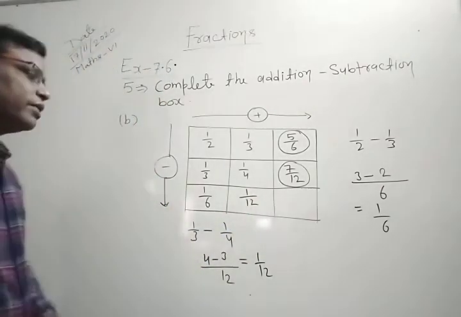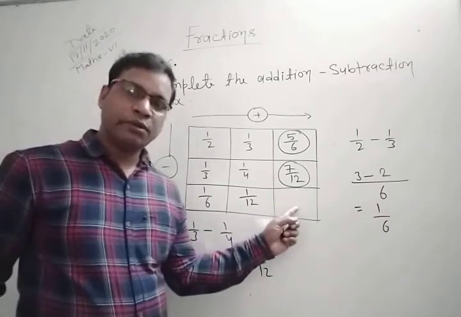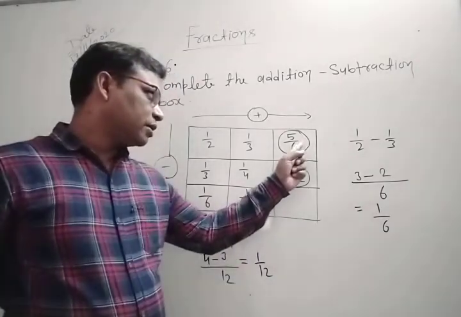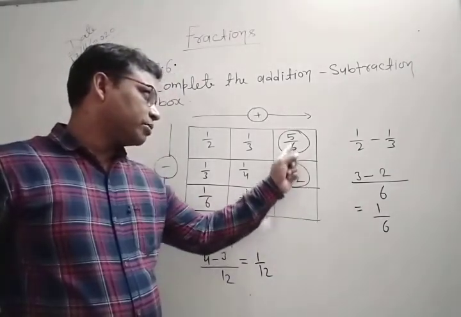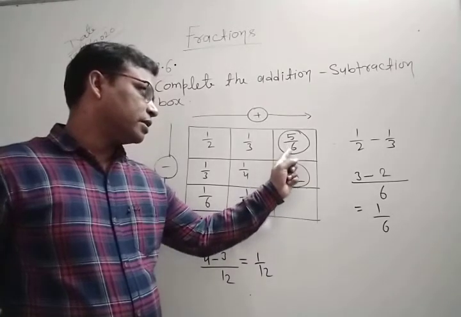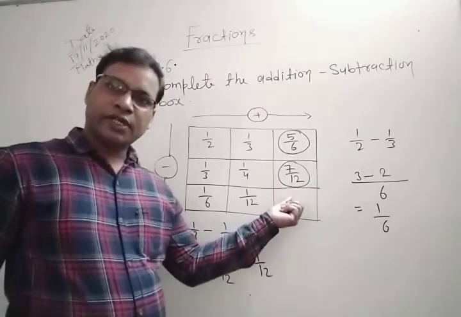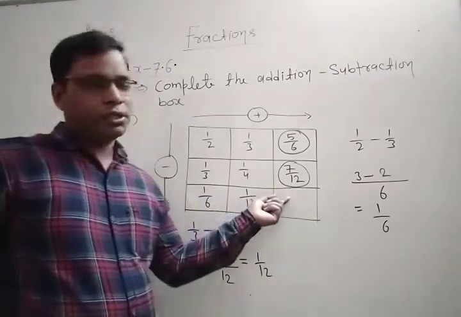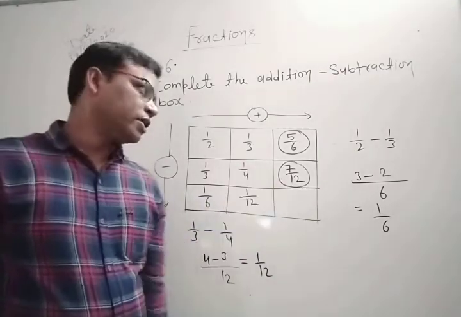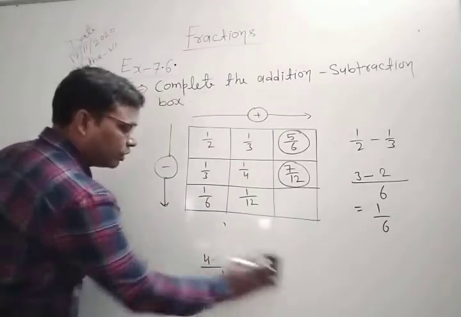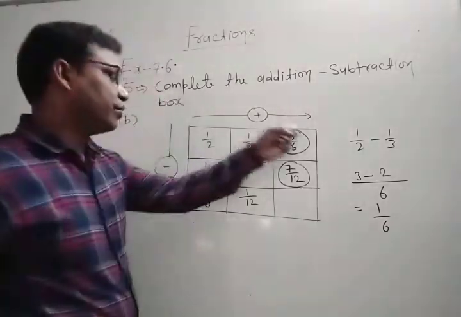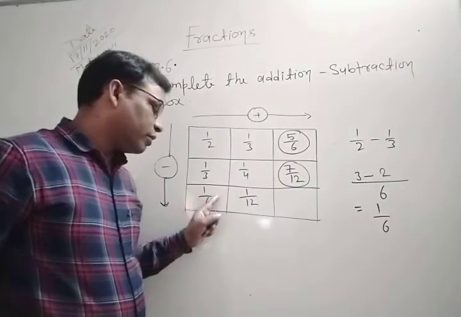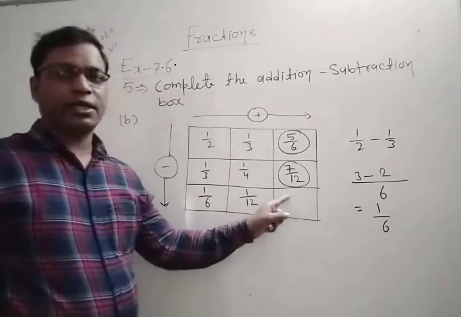Okay. So you can fill this bracket in two ways. You subtract 7 by 12 from 5 by 6, then you write the result here. Or you add 1 by 6 plus 1 by 12, and you also write that result here. Both results will be the same. So let's see. Suppose we follow this arrow. It means that 1 by 6 plus 1 by 12 is equal to, you can write here.